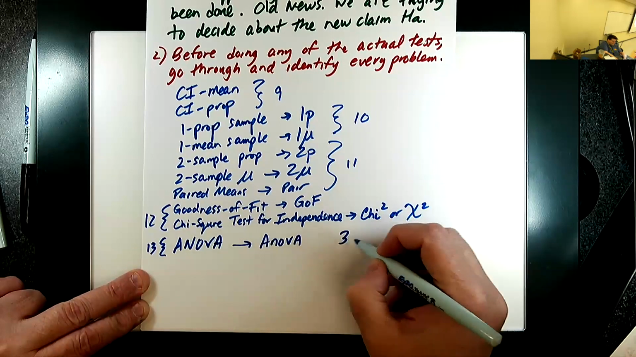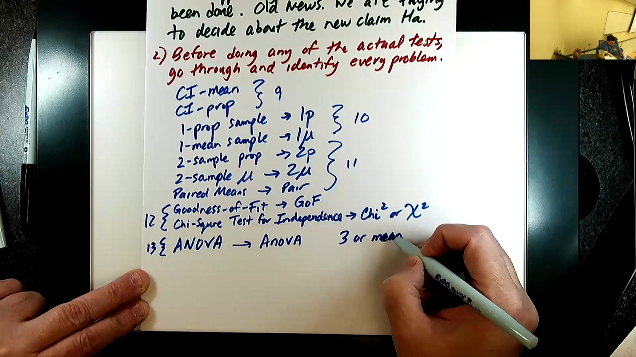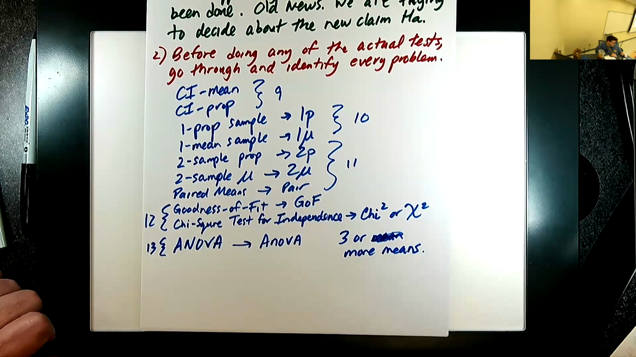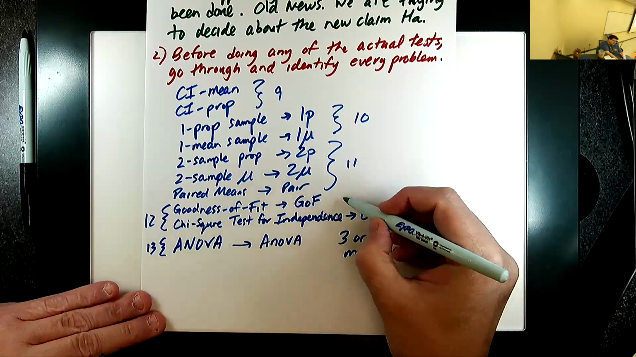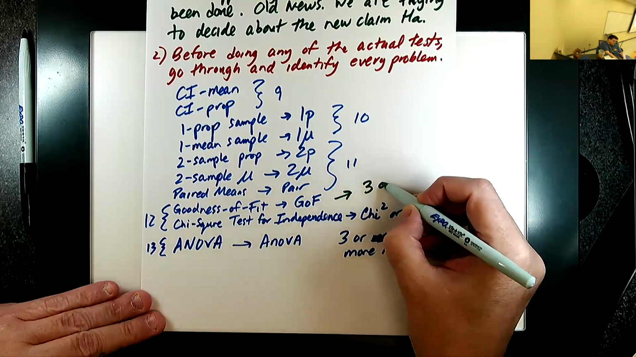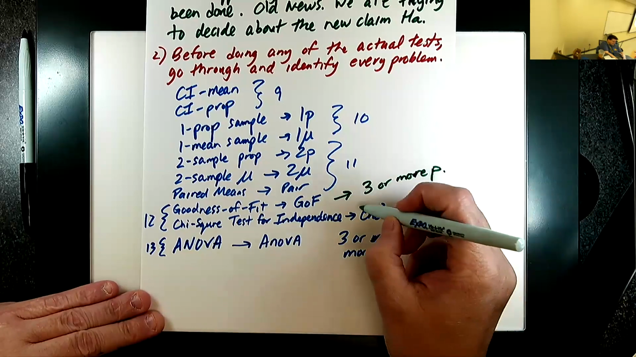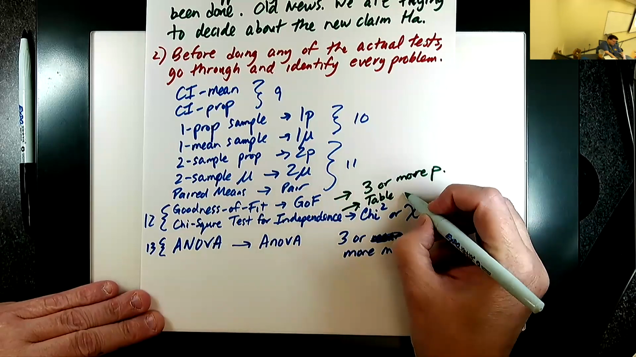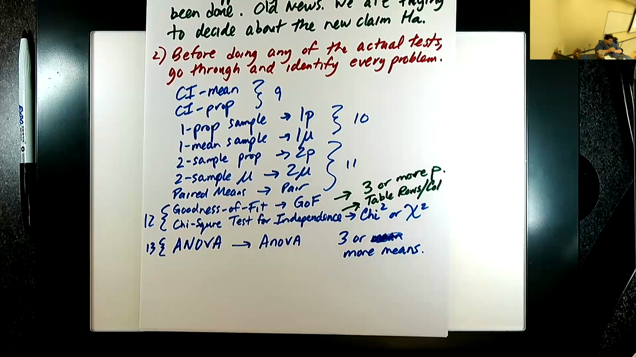ANOVA is for 3 or more means. Both of the ones in 12 are about proportions. This one has a bunch of proportions, 3 or more proportions. The chi-square one is about proportions, but it's a table, and we are doing rows versus columns.